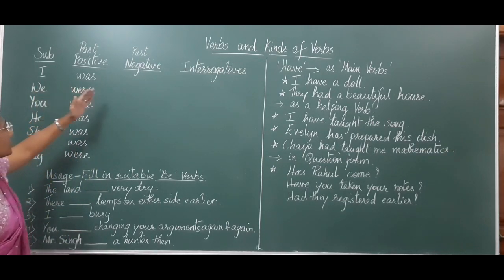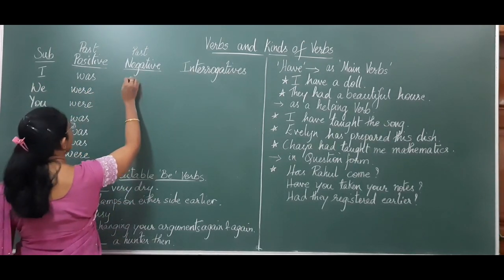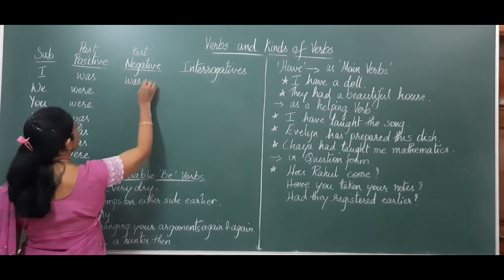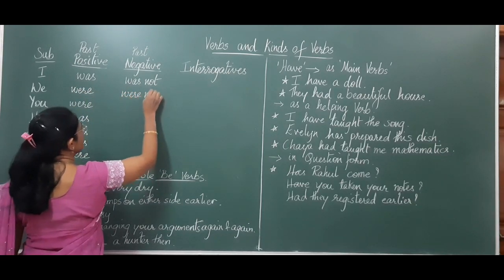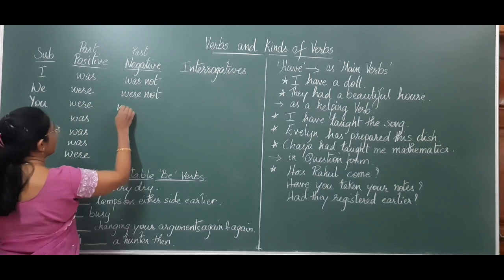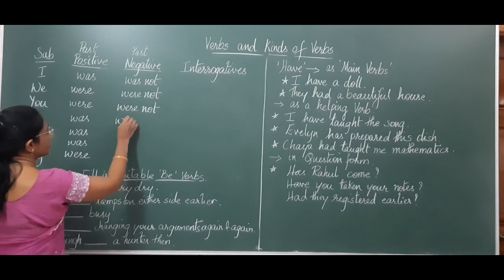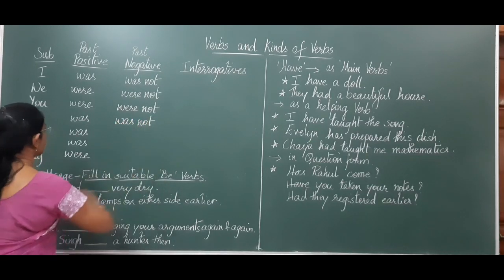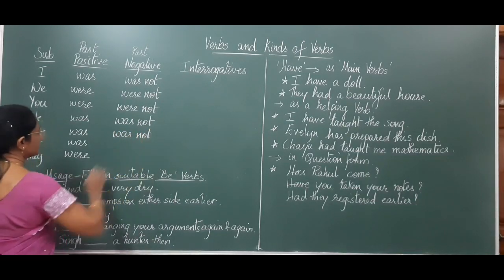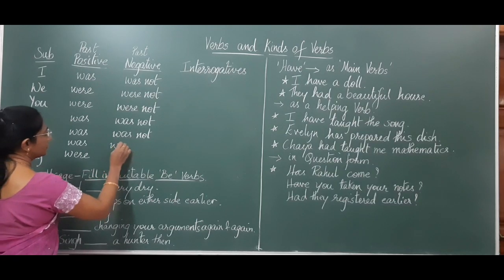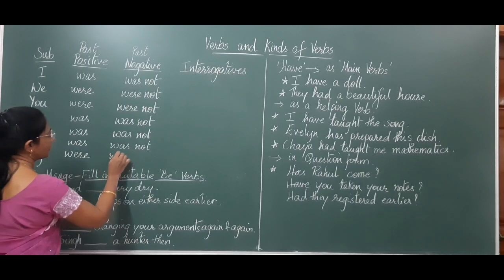So this is in the positive form. Next, be verbs in the past negative form take as: I was not, we were not, you were not, he was not, she was not, it was not, they were not.